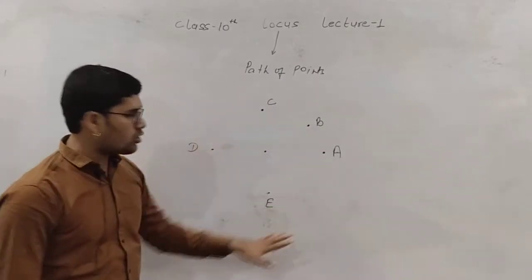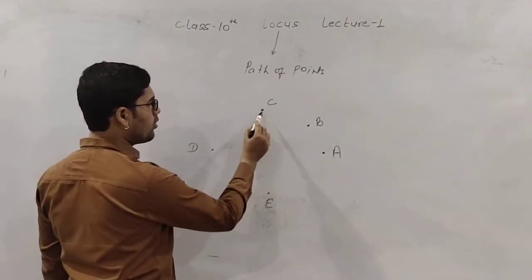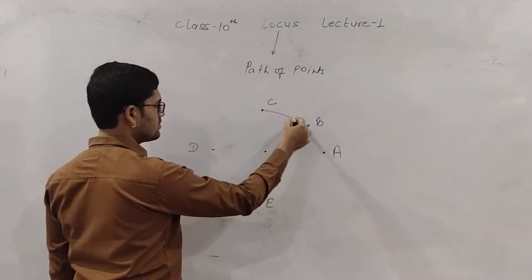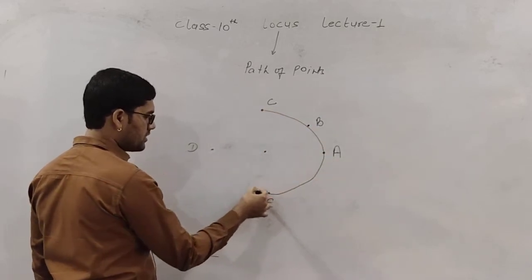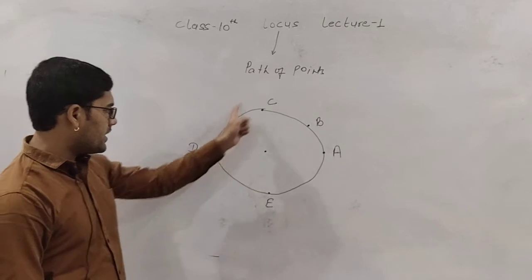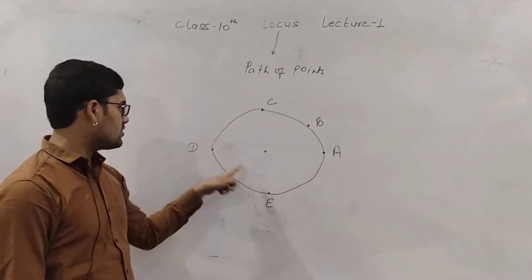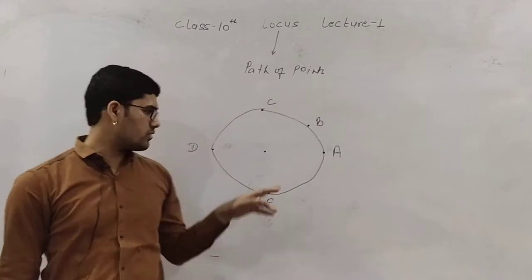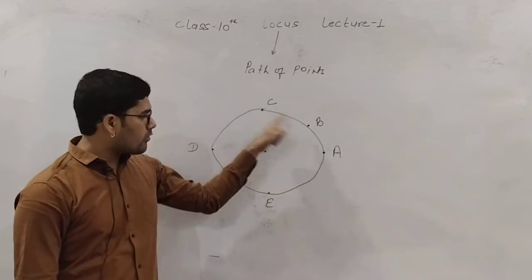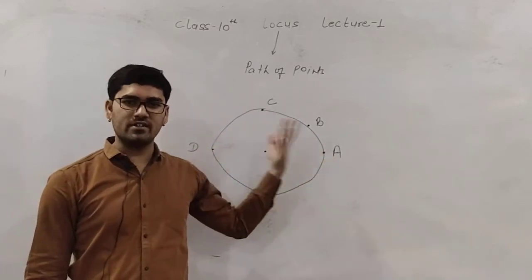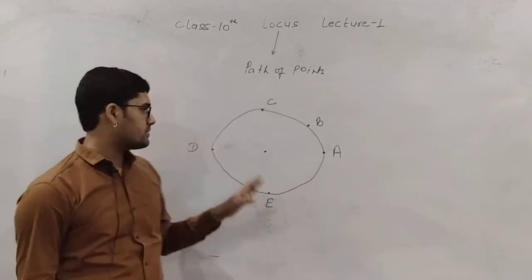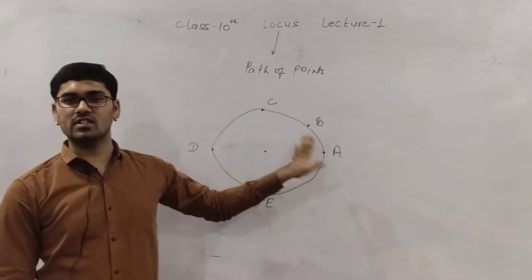So suppose I connect all those points. I am drawing with a rough hand, not using any instrument. I get a circle. All those points which were at equal distance, 3 centimeter, from this point. We first plotted all the points 3 centimeter away from this point, and then we connected all the points. What kind of shape did we get? We got a circle. So this is the locus.